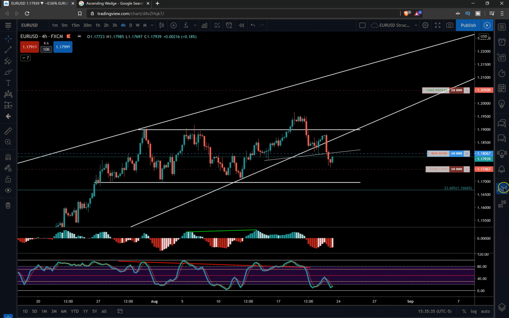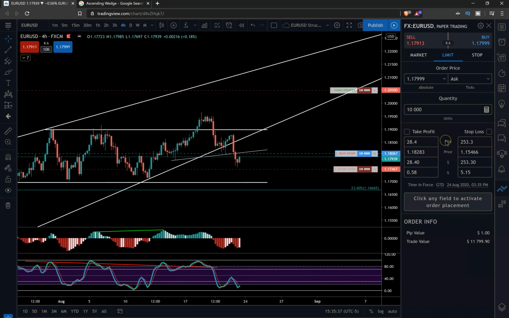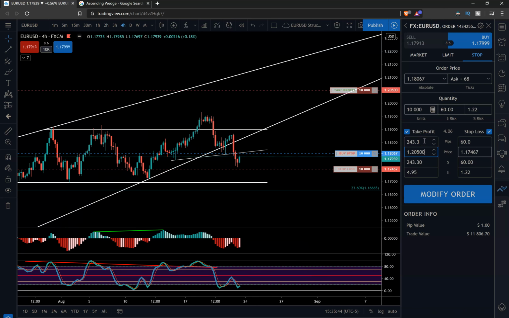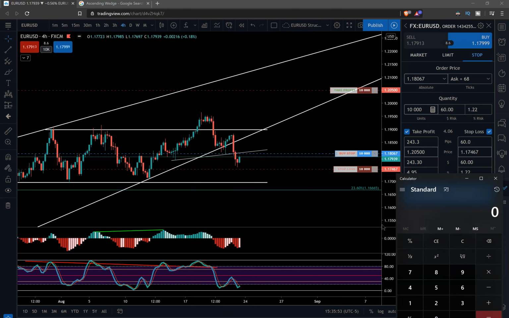Wrong way. Oh, what I was doing wrong: I was acting like I was gonna do another trade, but I wasn't. So I want to do a 4-to-1 risk reward. Say 250. Am I doing that right? Yeah, I want to do a 4-to-1.